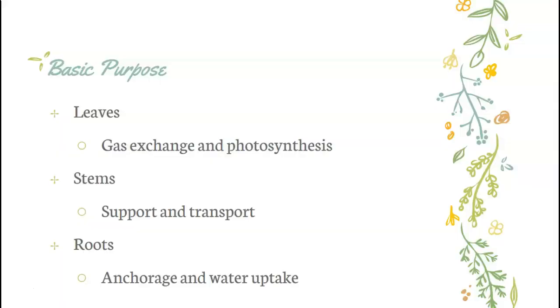So let's start with the basic purpose of plants. Plants are broken into three sections. You've got leaves, you've got stems, and you've got roots. Leaves, basically all they do is photosynthesis. That's all we care about. That's all plants care about. They only want to take in CO2, release oxygen.